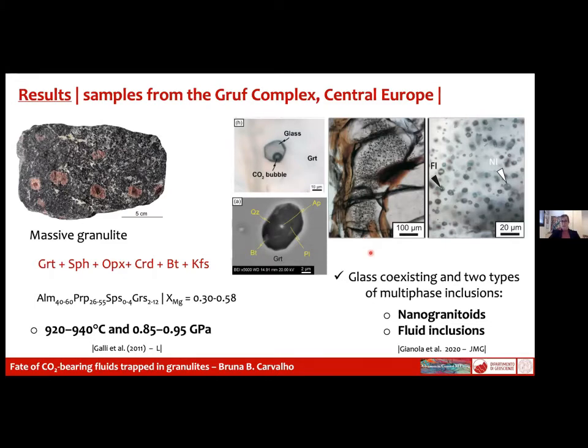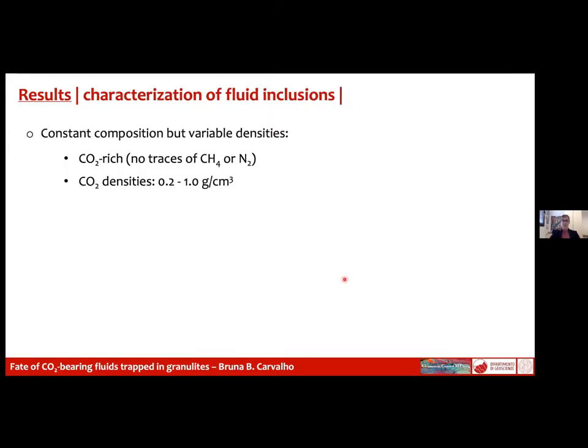And in these clusters, we see not only the presence of nanogranitoids, where here there's an example of one of them, fluid inclusions, but also the presence of glass containing CO2 bubbles. So this is a very good evidence that these inclusions were trapped at high temperature and pressure conditions. So the fluid inclusions in this case have CO2-rich compositions and no traces of nitrogen or methane were found. And the densities, again, are variable and below what is expected for the PT condition of entrapment.